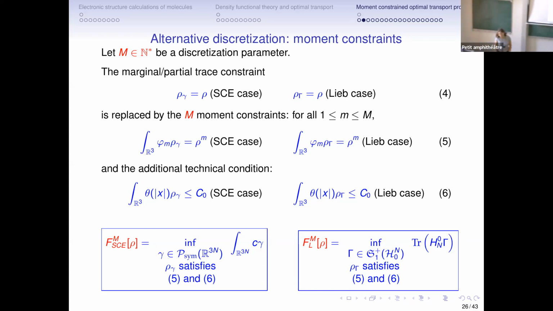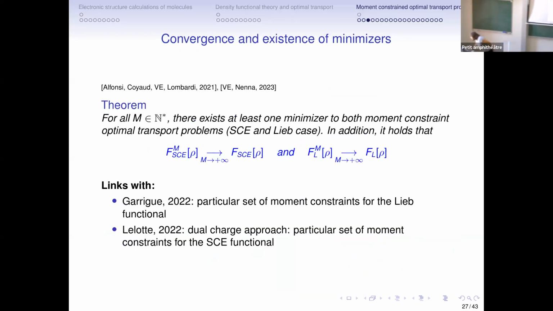So why do we consider this kind of approximations? First of all, that's a kind of sanity check, okay? What you can prove is that under very natural conditions on the set of moment functions that you take, they have to be dense in some good spaces. You can prove that as m, the number of moment constraints that you impose, goes to infinity, then the approximate values of both optimal transport problems converge to the exact one. Okay, that's the least that you can ask for such a kind of thing.